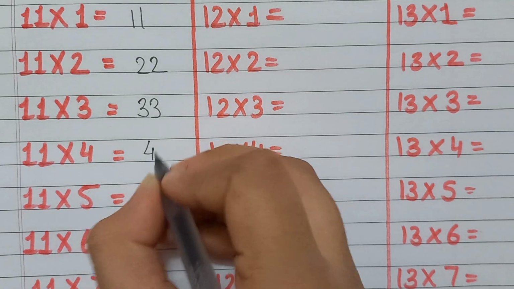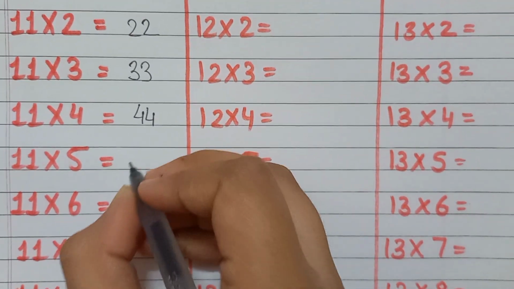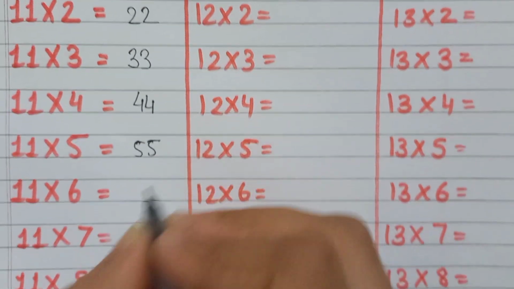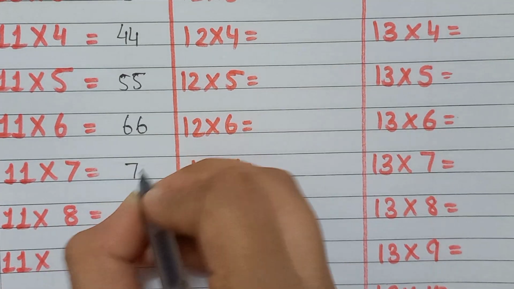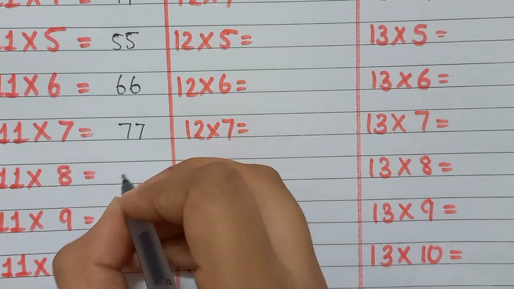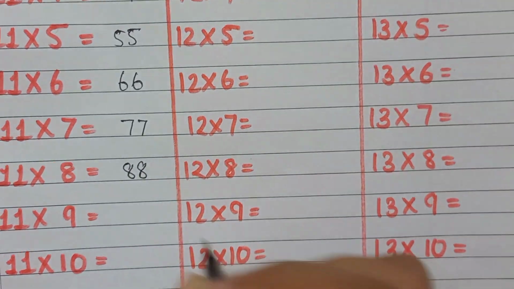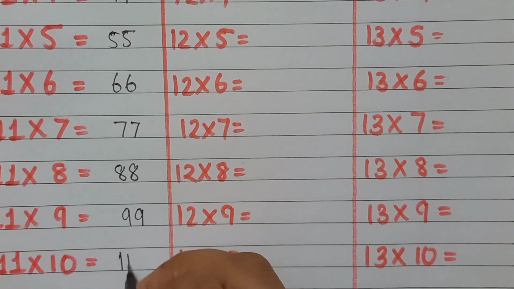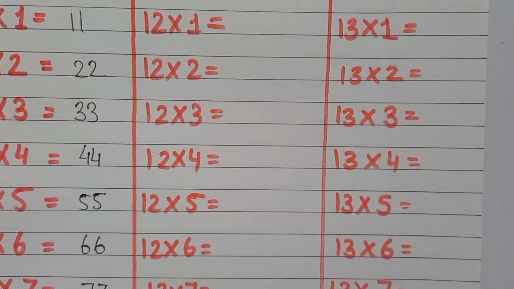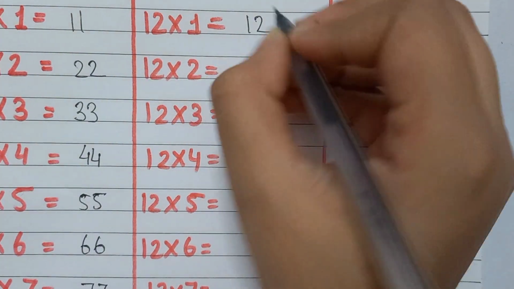11 fours are 44. 11 fives are 55. 11 sixes are 66. 11 sevens are 77. 11 eights are 88. 11 nines are 99. 11 tens are 110. 12 ones are 12.